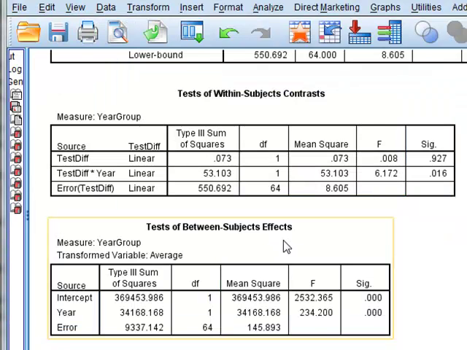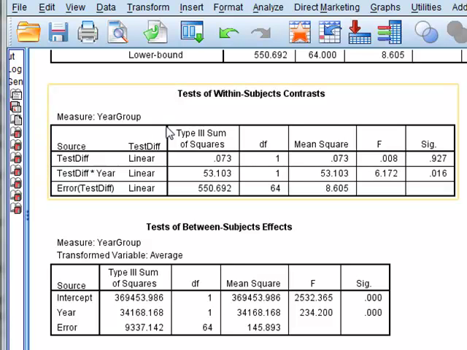One of the output tables is the test of between subject effects, so this is testing whether there is a difference in the overall results between the two years. And in fact, for the factor year, we find the p-value as less than 0.0005, showing that there is a very significant difference between the overall performance of the 2 years.